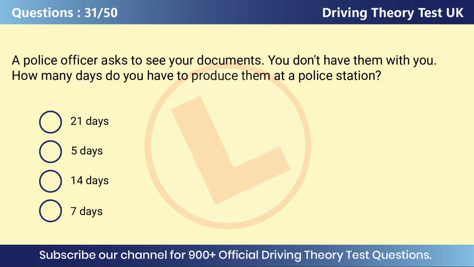Question 31. A police officer asks to see your documents. You don't have them with you. How many days do you have to produce them at a police station? A. 21 days. B. 5 days. C. 14 days. D. 7 days.